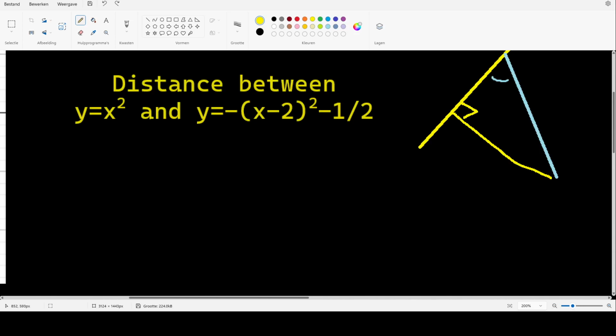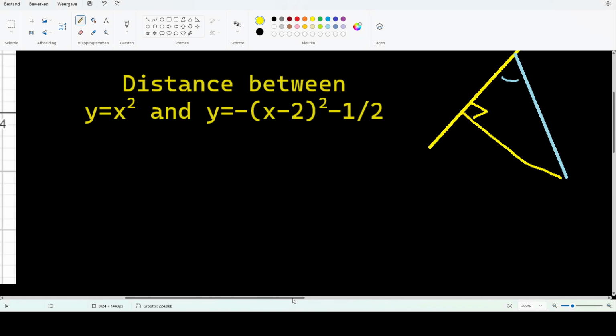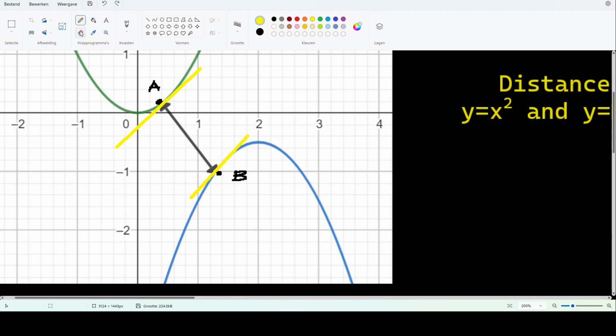Distance. In this video I'm going to explain to you how to calculate the distance between these two curves. y = x squared and y = -(x - 2) squared - 1/2. If you make a picture of that, you get this green curve and this blue curve.